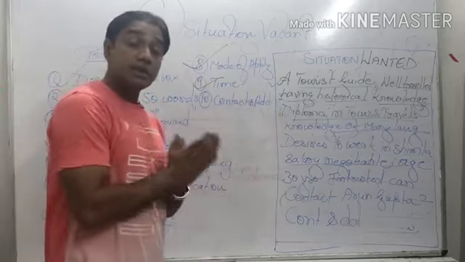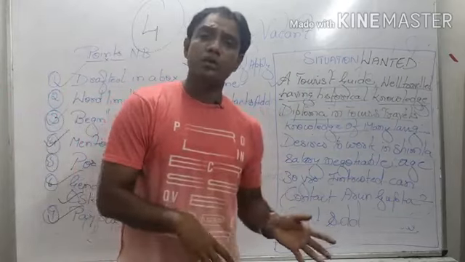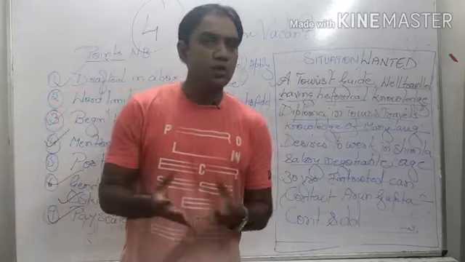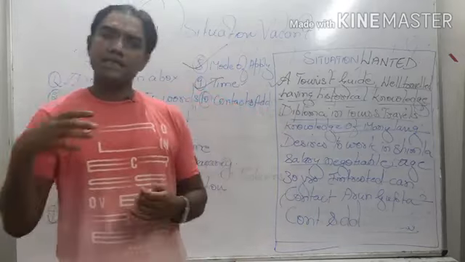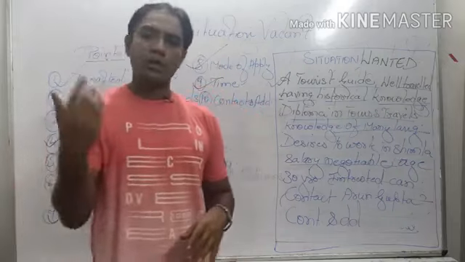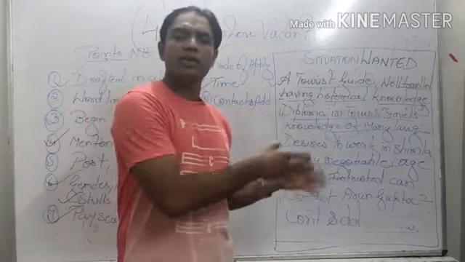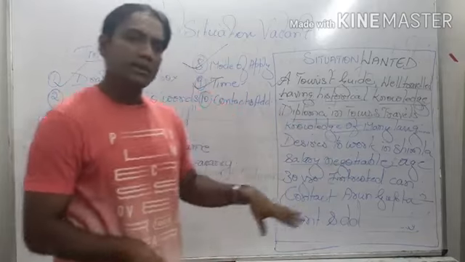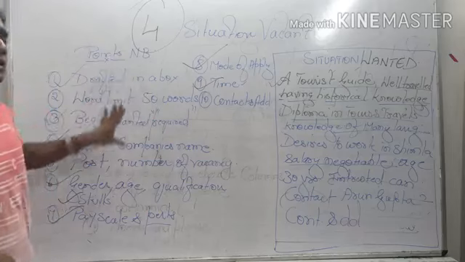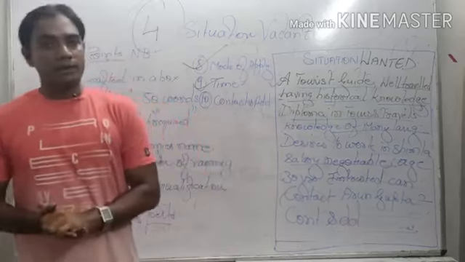So in a nutshell, let me summarize the difference between situation vacant and situation wanted. Situation wanted is given by a single individual looking for the preferred job, whereas situation vacant is the vacancies given out by various agencies, institutions, organizations looking for the desired and qualified person to work for their organization or institution, whereas most of the content matter remains the same in both situation vacant and situation wanted.